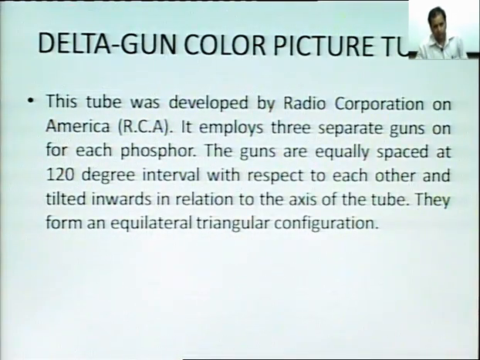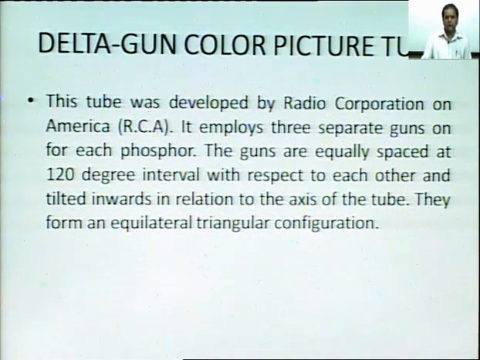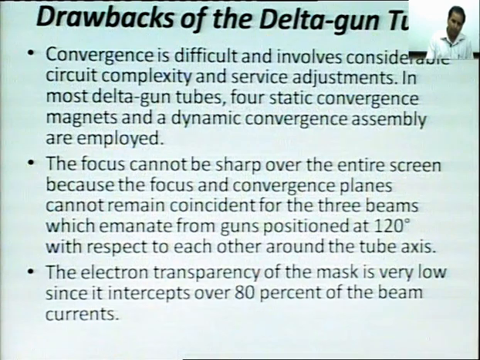This was developed by the Radio Corporation of America. It employs three separate guns, one for each phosphor. The guns are equally spaced at 120 degrees, because this is a 360 degree interval, with respect to each other and tilted inward in relation to the axis of the tube. They form an equilateral triangular configuration. That is why they are called delta gun color picture tubes.